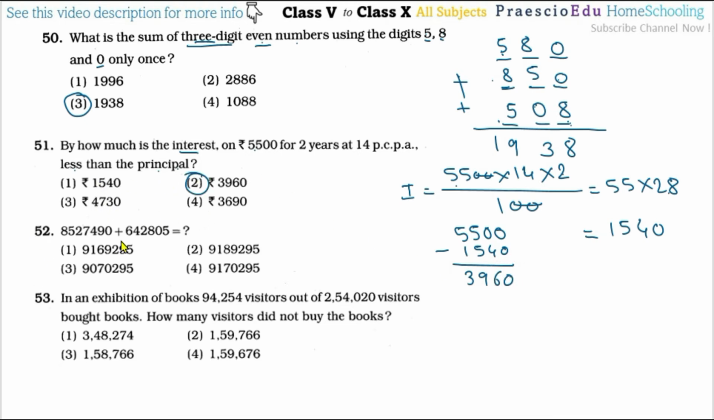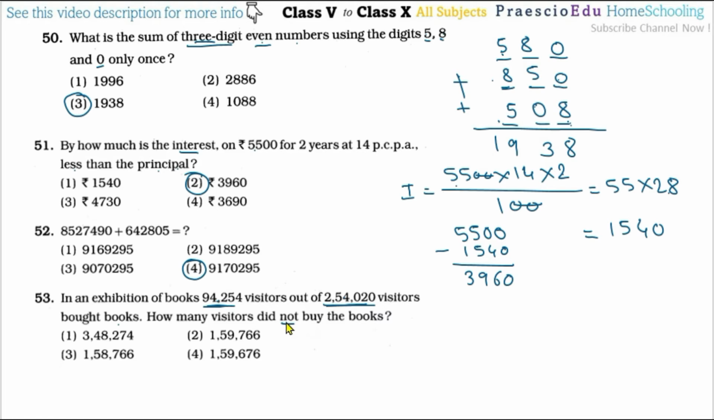Now question number 52. So this addition has to be done. So this addition means option number 4 is the correct one. Now question number 53. In an exhibition of books, 94,254 visitors out of 2,54,020 visitors bought books. So how many visitors did not buy the book? So there is the total number of visitors, this much, and only this many visitors bought the books. So from this one, this number has to be deducted, and that will be the visitors who did not buy the books.